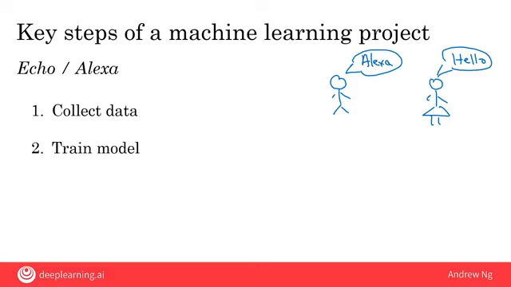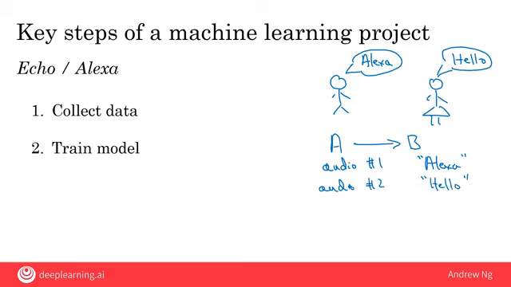This means you would use a machine learning algorithm to learn an input to output, or A to B, mapping, where the input A would be an audio clip. In the case of the first audio clip above, hopefully it will tell you that the user said Alexa. And in the case of audio clip 2, shown on the right, hopefully the system will learn to recognize that the user has said hello.